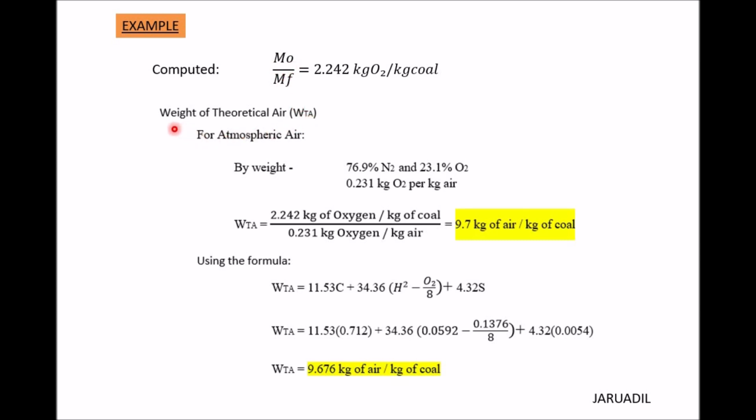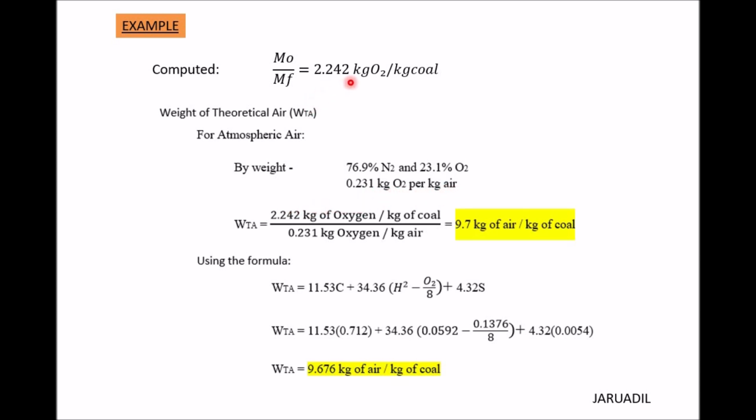So let us compute for the weight of theoretical air required. So yung air kasi meron siyang oxygen and nitrogen. Ito pure oxygen ito. So paano kung gagamit tayo ng air for combustion? Therefore, for atmospheric air, alam natin na by weight, that is 76.9% nitrogen and 23.1% oxygen. So, ibig sabihin, kada kilogram ng air, meron lang siyang 0.231 kg of oxygen. Kasi ito yung percentage, 23.1%. So, therefore, we have 0.231 kg of oxygen per kilogram of air.